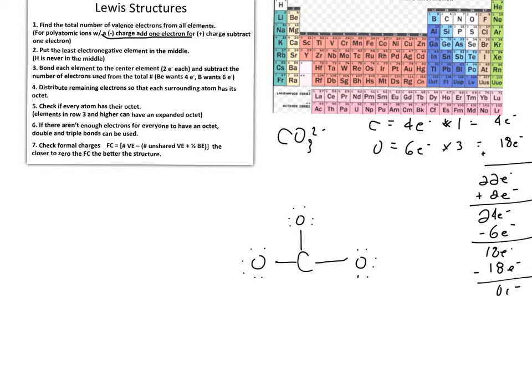Now I need to use step number 5 and check if everyone has their octet. If I look around, each of the oxygen atoms has its octet. However, the carbon atom does not have its octet. Carbon only has 3 bonds to it. Each bond only has 2 electrons, so carbon only has 6 electrons. It is unhappy. So how do we fix that? Do we have any more electrons to distribute? No, 0 electrons is our sum over here on the right hand side. So what are we going to do?